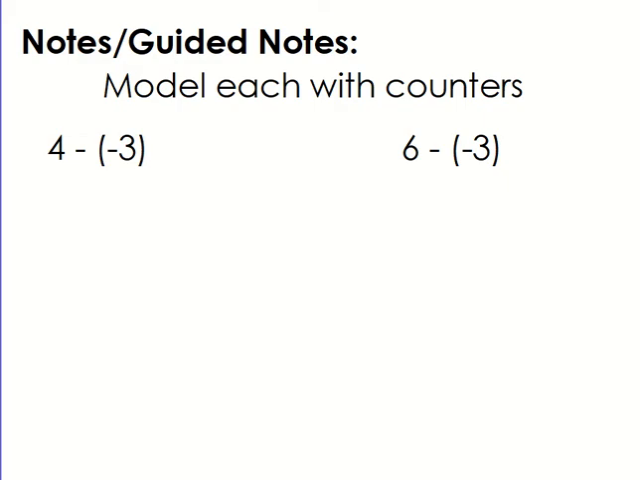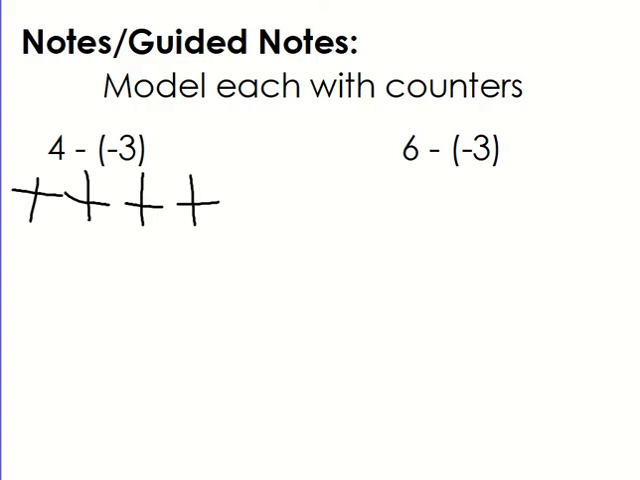Okay, so we're going to take 4, take away -3. So with our counters, we'll first start with +4 counters. They want us to take away, right, subtraction, take away -3 counters. I don't have -3 counters. So how am I going to take away -3?